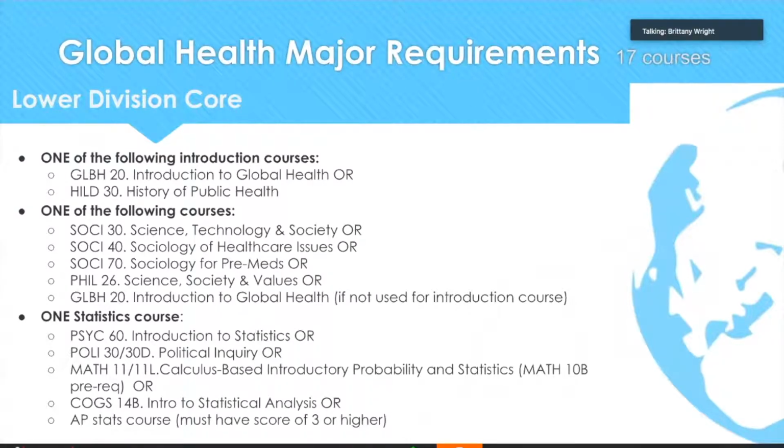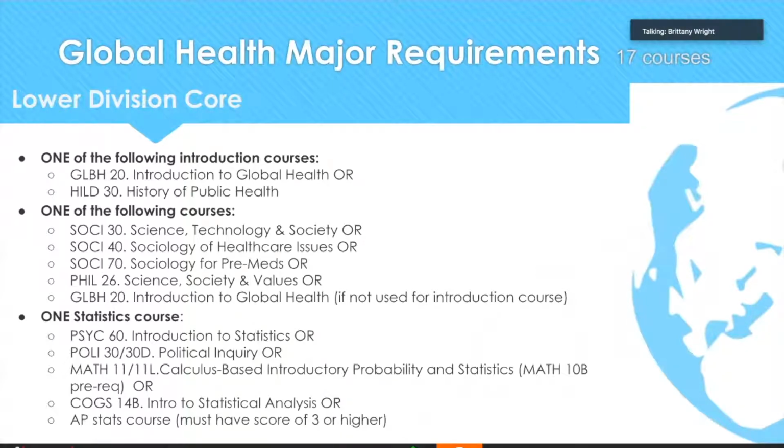We'll take a lower division sociology related course. So a lot of students will say, oh, I took a sociology course at community college. Does that count? This would actually need to specifically be a health sociology course. Or you could choose to take the Introduction to Global Health if you didn't use that for your introduction course.